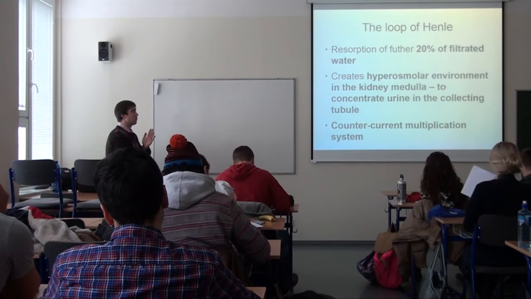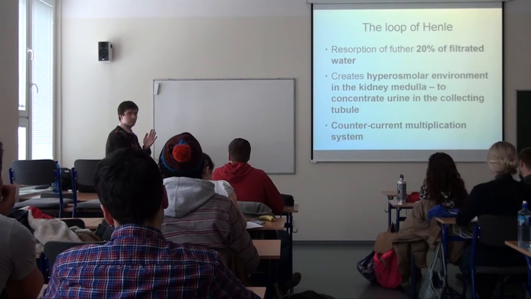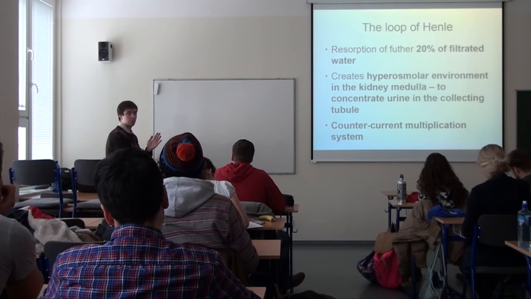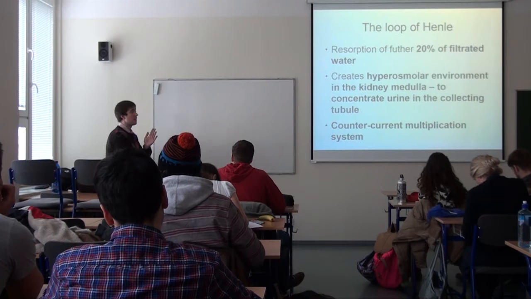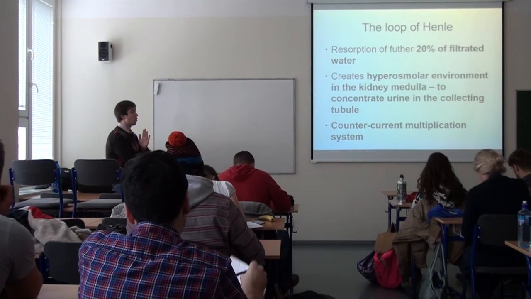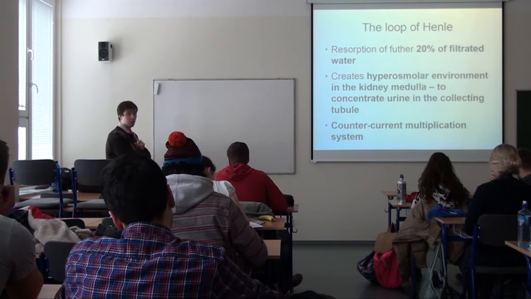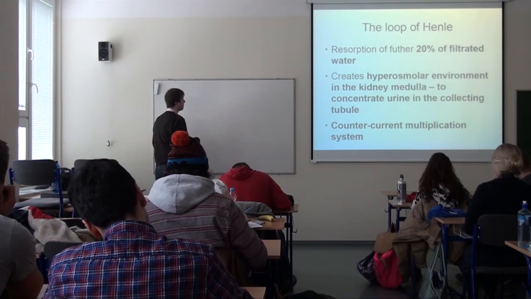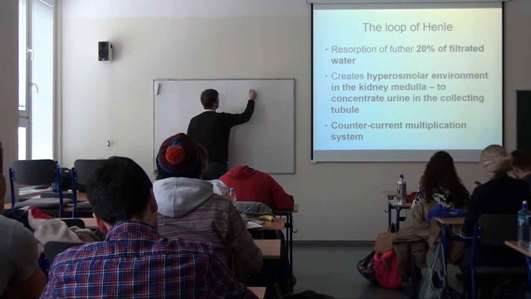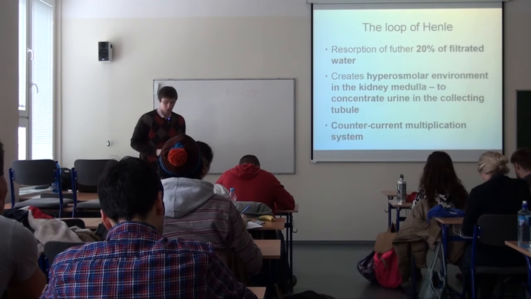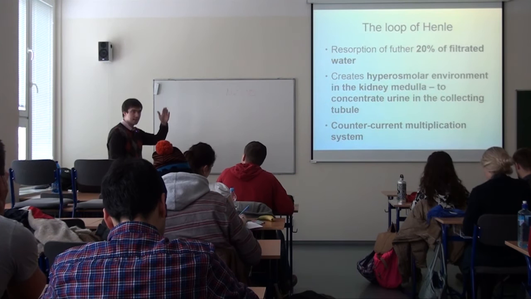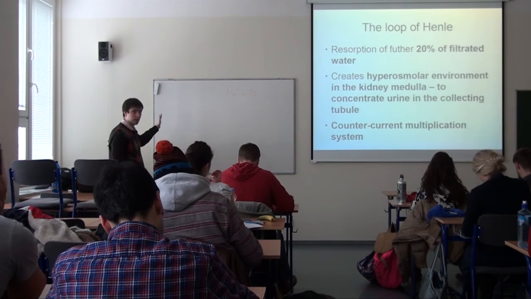What's typical for these two limbs? One is for water resorption, the other is for ion resorption. Yes, so the descending limb is permeable to water and urea also. And the ascending limb is permeable to ions. Or it's better to say that in the ascending limb we have transporters for ions. Yes? In the ascending limb we have this cotransporter, the unspecific transporter for sodium, potassium and chloride. That's in the ascending limb. Yes. In the descending limb you have aquaporin, so the water can go through. Yes.